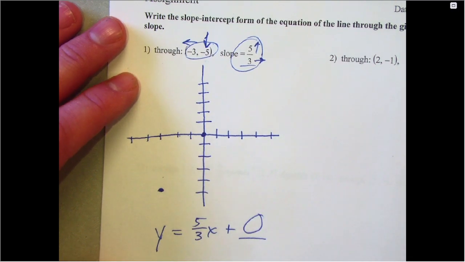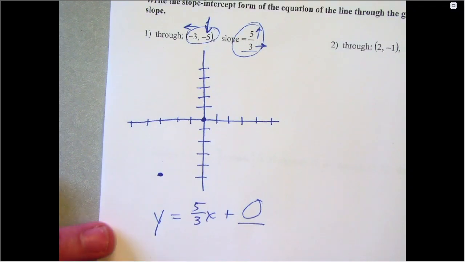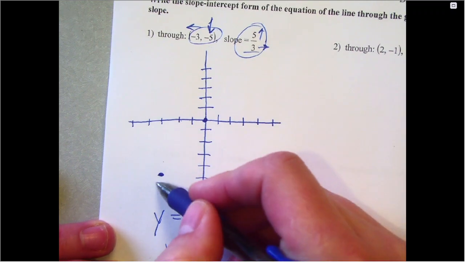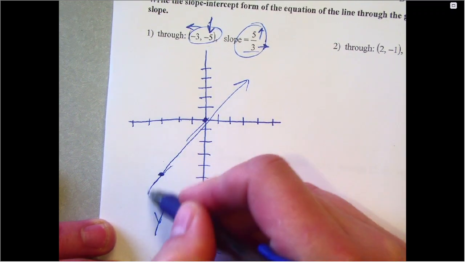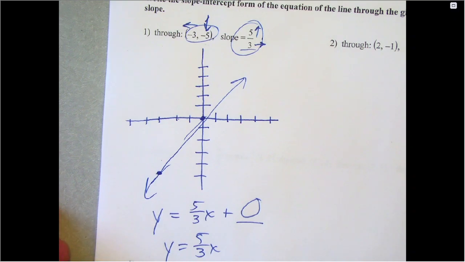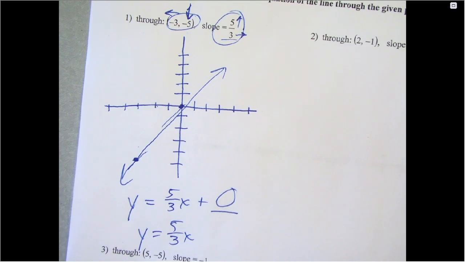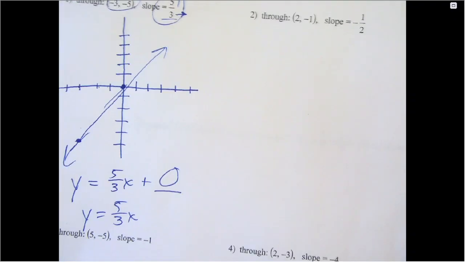So then what is the y value where we cross the axis? 0. So you don't even really need to write it. You could just put y equals 5/3 x. I'm going to draw the line just because it makes me feel better, but you don't have to. Does that make sense what I'm trying to do? Yeah. I'm going to do a couple more for sure.